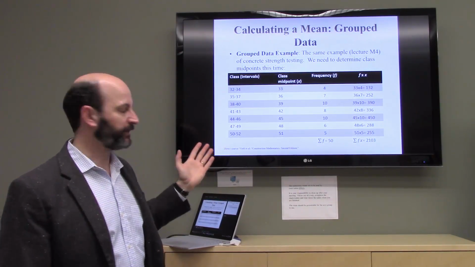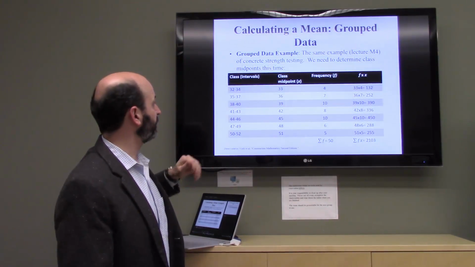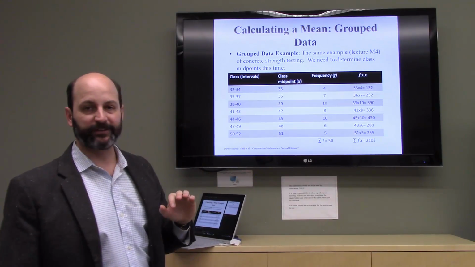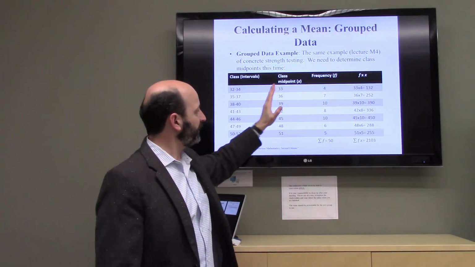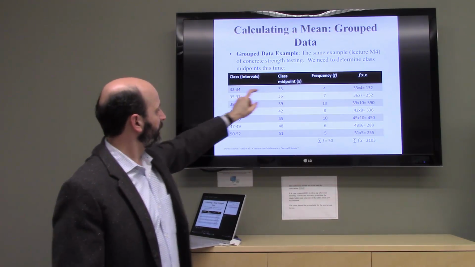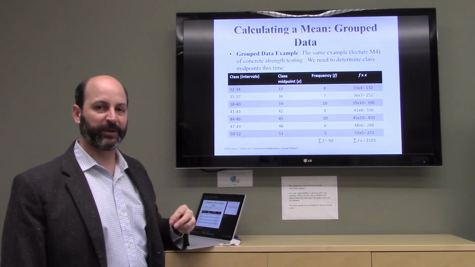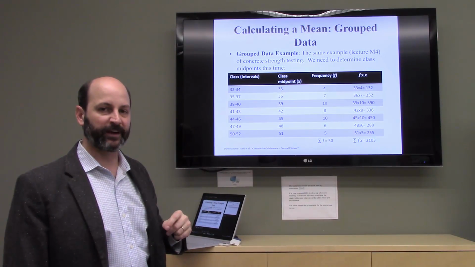So to give you an example of that quickly, we're going to use the same example from the previous lecture, lecture M4, where we had concrete strength testing. We tallied all the frequencies and placed them into classes. Now we've determined the class midpoint, which I mentioned in the previous slide we have to do with grouped data when finding the mean.